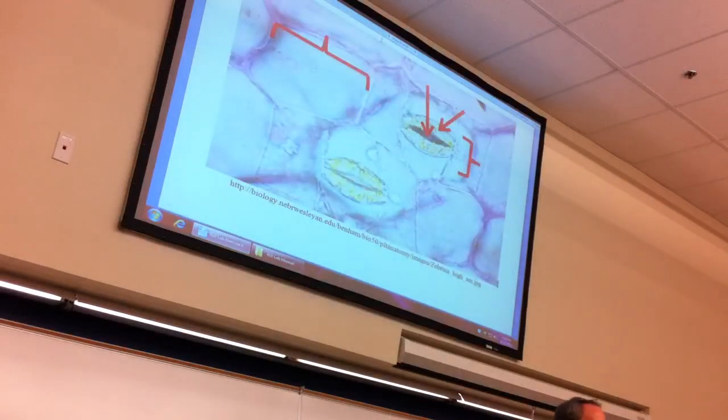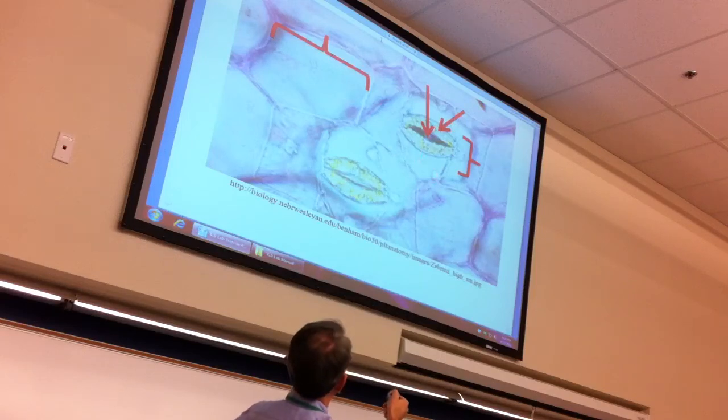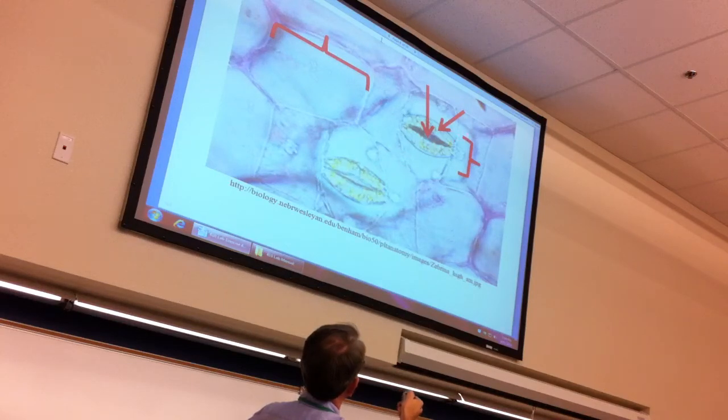Okay? This is what you might see if you did a really good epidermal peel, meaning take a leaf, turn it upside down, and peel off the lower epidermis only so you're not getting mesophyll cells. There's usually no pigment in the epidermis except in the chloroplasts of the guard cells. So here's a pair of guard cells that are closed. You can see the chloroplasts, and the opening there would be the stomata.